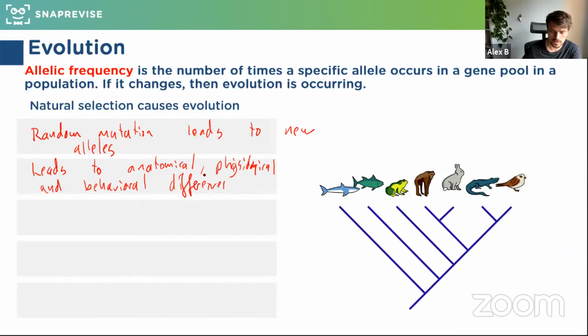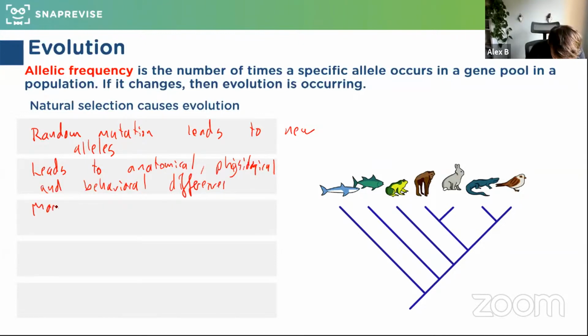Cool. So if the environment changes, the new alleles may prove to be an advantage. One of Darwin's principles for natural selection is that there needs to be more offspring produced than can survive. That's the survival of the fittest idea. So the ones with the best alleles for the environment are more likely to survive and reproduce. So over time, the population will change.